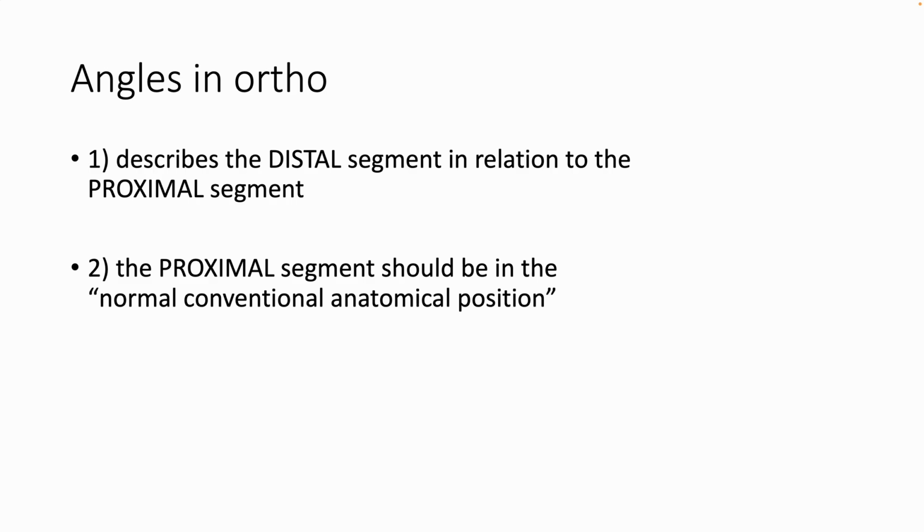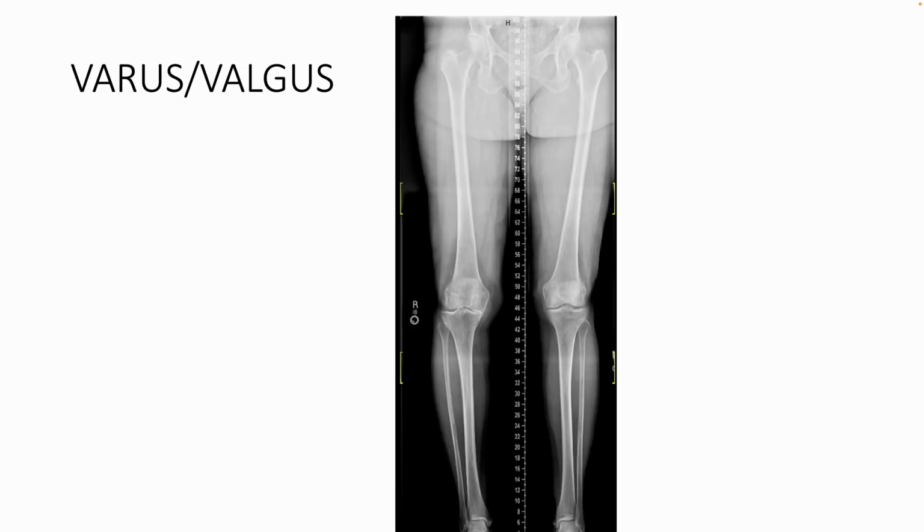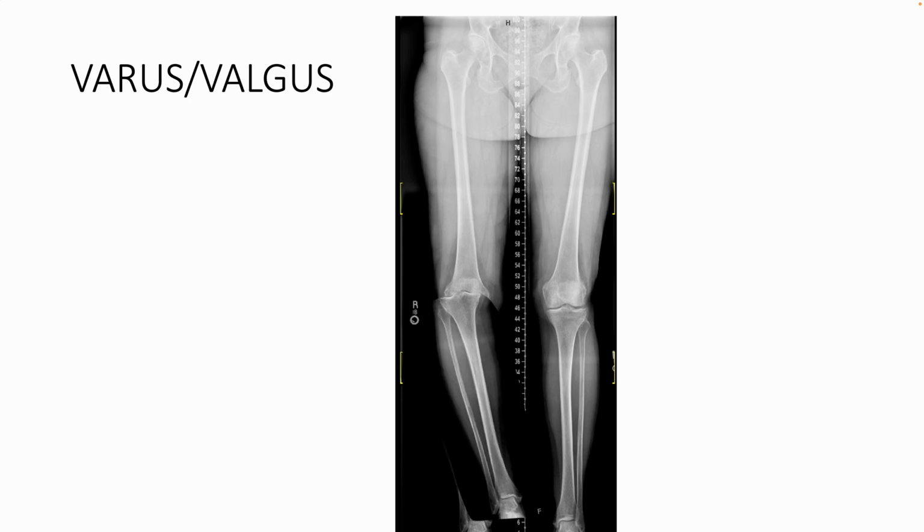I want to explain how angles in orthopedics are defined. There are two caveats. The first is that the angles describe the distal segment in relation to the proximal segment. And the second is that the proximal segment should be in the quote-unquote normal conventional anatomical position. So if this is the lower extremity, this position of the knee we all know is varus. One way of defining this is if the apex of the angle is pointing laterally, this would be a varus deformity.